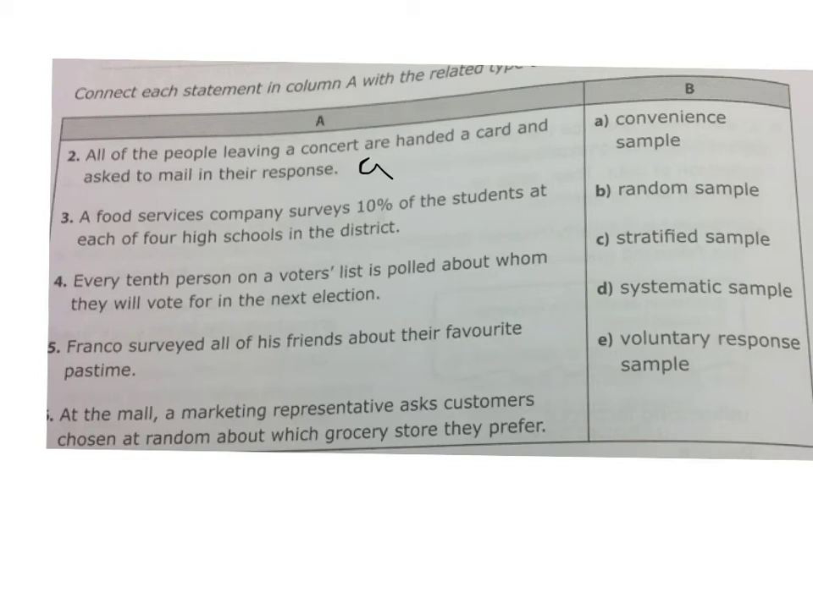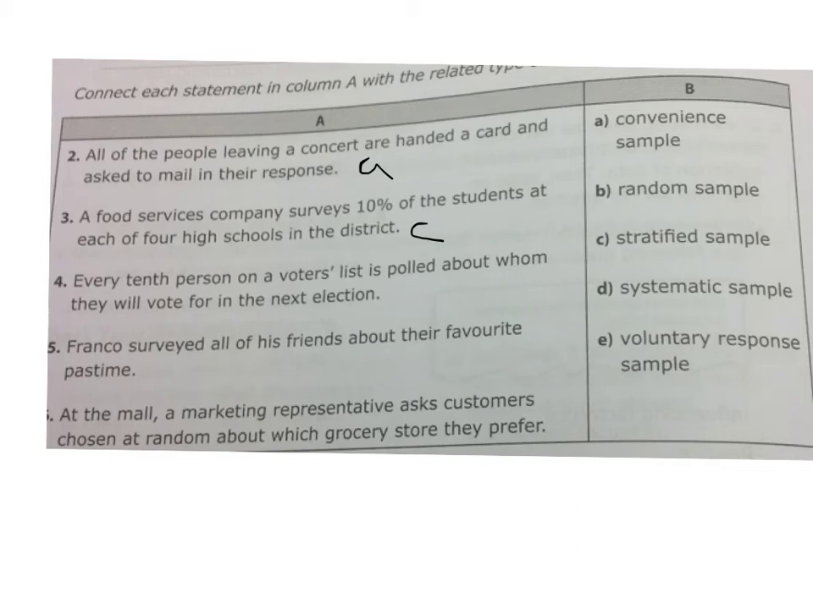So how about 3? A food service company surveys 10% of the students at each of the 4 high schools. So what kind of response would that be? No, just pick one. Don't have to read them all out. I say C. Dallin, why do you keep doing that? Okay, you made your point. You're good. Let's move on. What is it? Okay, you guys think it's C? I choose C too. Okay.